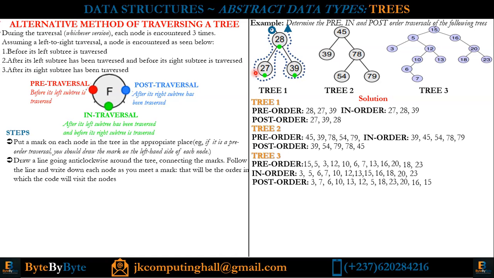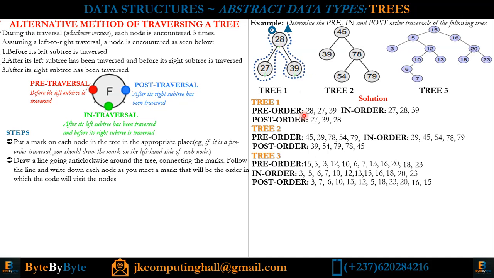As I am moving, when I arrive here, I have 27 because I am directly below it. When I move, now I am below 28, so I have 28. When I continue moving, now I have 39, and that's all. So that's why the in order is 27, 28, 39.